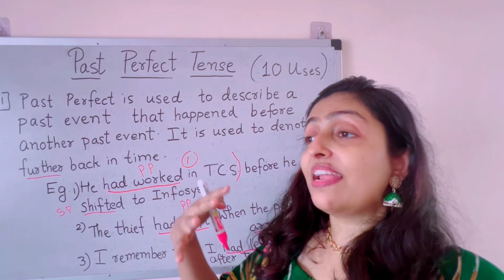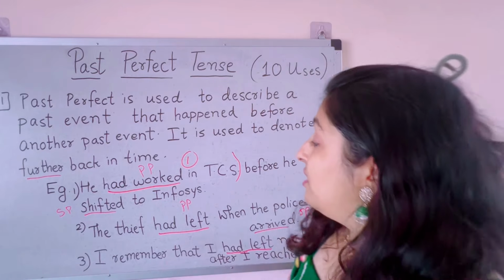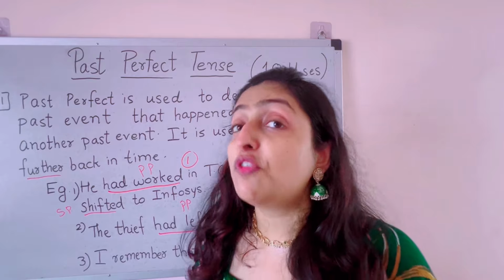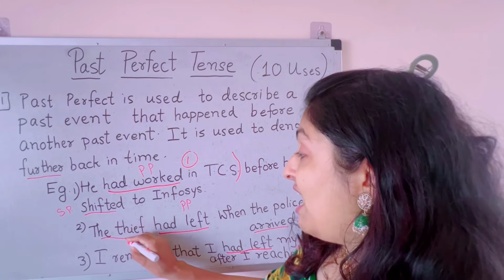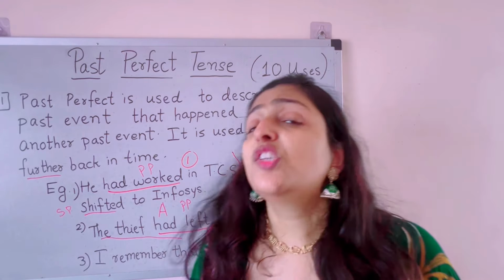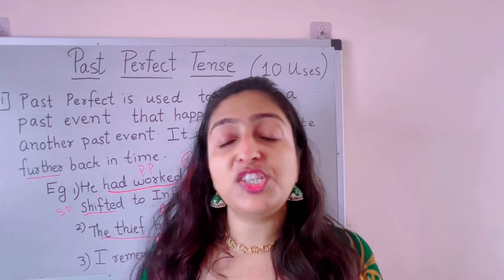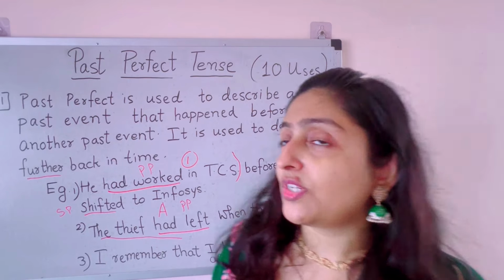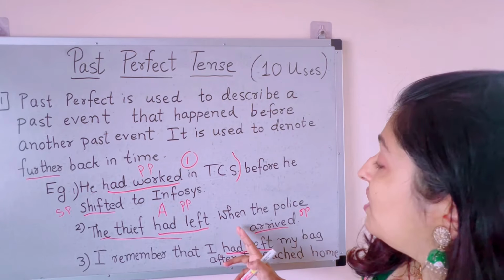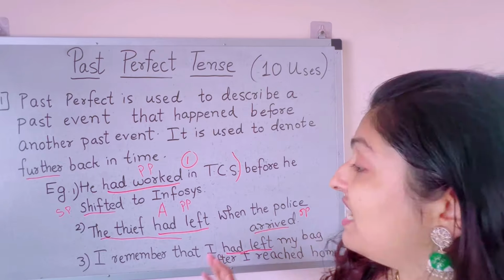Does it mean that the thief left after the police came? No. The first action is even before the arrival of the police, the thief left. This is event A. This is the first action. So we come to know the proper sequence of the event when past perfect is used. In the second example, the second event is when the police arrived.